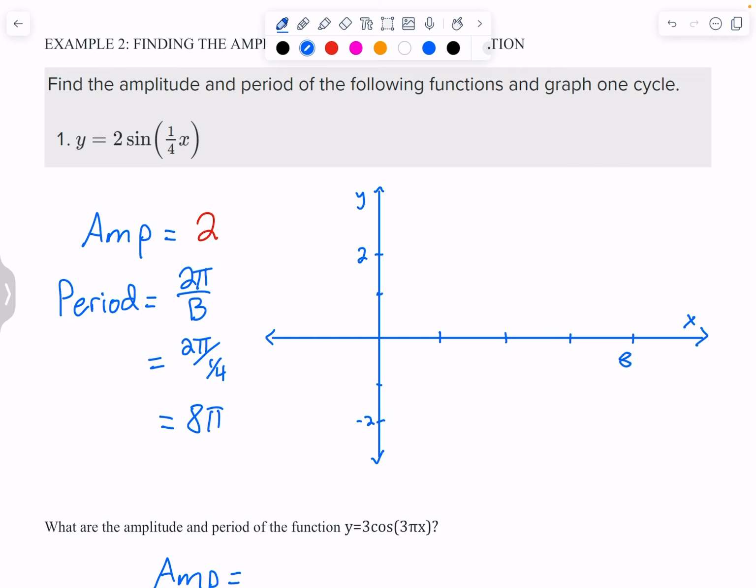So I know I'm going to start from 0 and go over 8 pi. Cut that in half to 4 pi, and then cut each one of those in half. So now I've got 2 pi and 6 pi. And then my sine starts on the midline, and then I go up, back down to the midline, all the way down, and then to the midline. And then we connect. Yours probably is going to look much better than mine. There we go. So that is that graph.